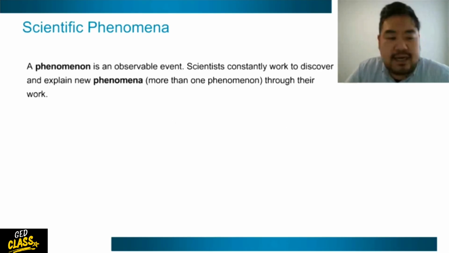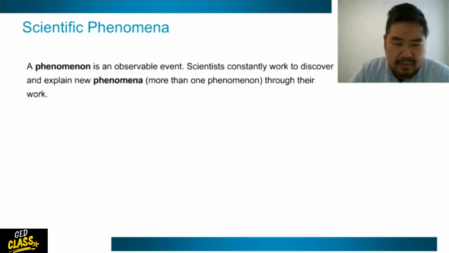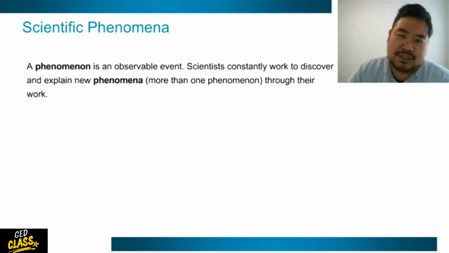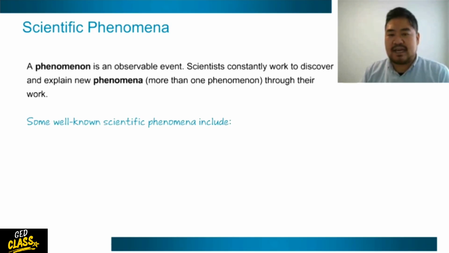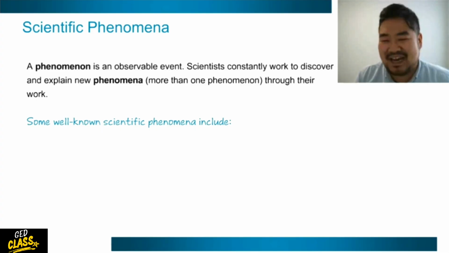We mentioned the word phenomenon a few moments ago, and you see the definition here. A phenomenon is an observable event. Scientists are constantly working to discover and explain new phenomena, which is simply the plural, more than one phenomenon, through their work. So phenomenon sounds like a very complex word and must be about these random things out there. But honestly, we see a lot of examples of scientific phenomenon in our daily lives, as well as some more glamorous phenomena, if you will.